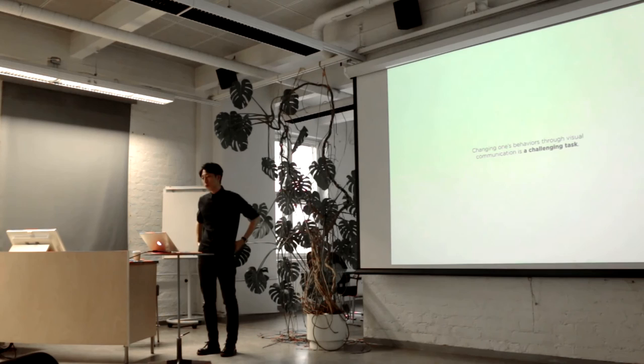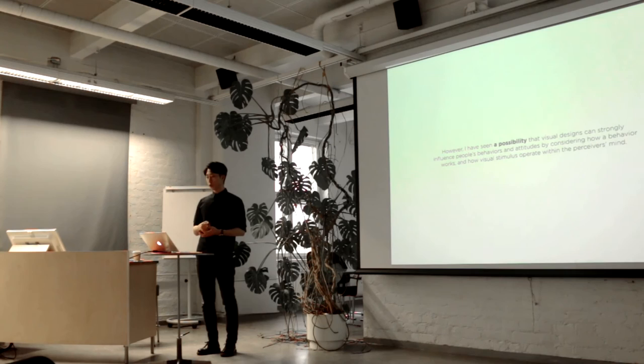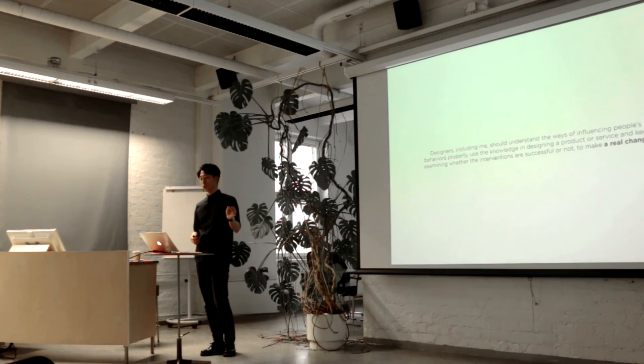Changing someone's behavior through visual communication is a really, really challenging task. There are so many factors influencing a behavior, and even the same elements could be understood in a very different way. However, I've seen a possibility that visual design can strongly influence people's behaviors and attitudes by considering how a behavior works and how visual stimuli operate within the perceiver's mind. So designers, including me, should understand the ways of influencing people's behaviors properly, use the knowledge in designing a product or a service, and keep examining whether the interventions are successful or not to make a real change.